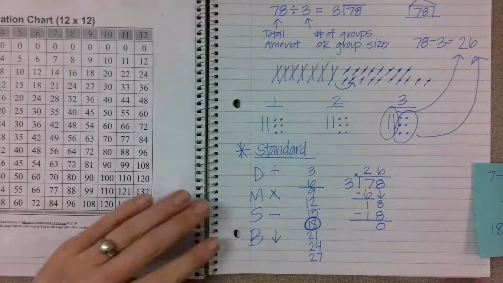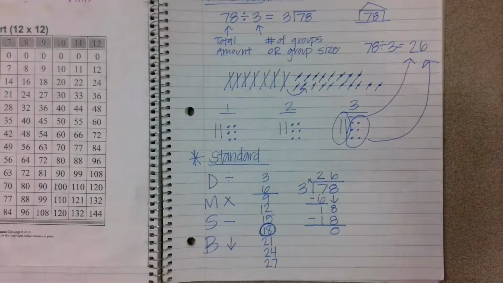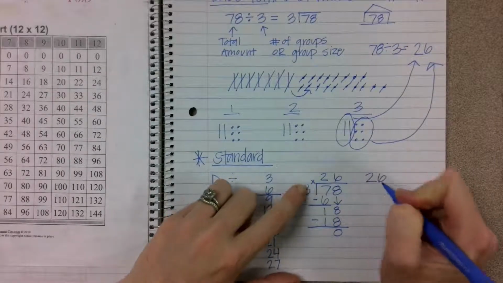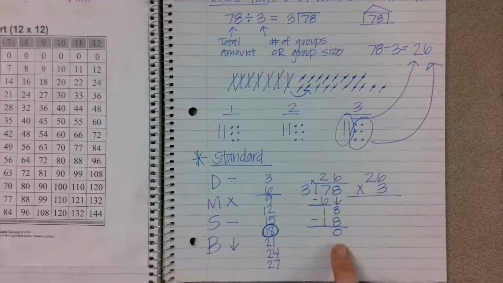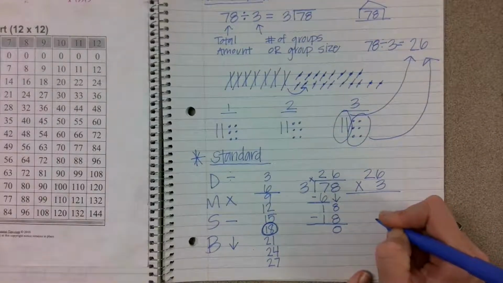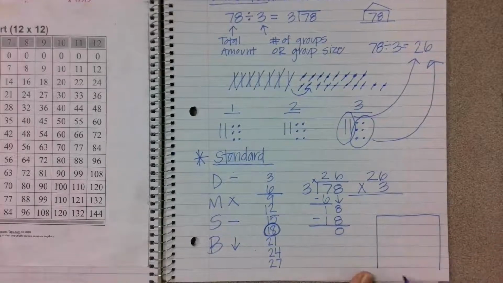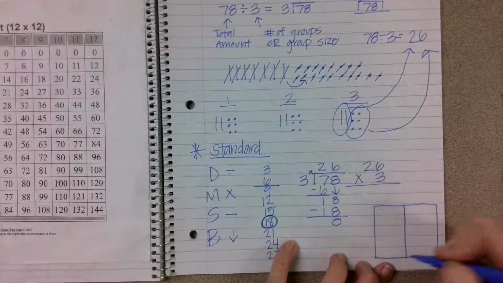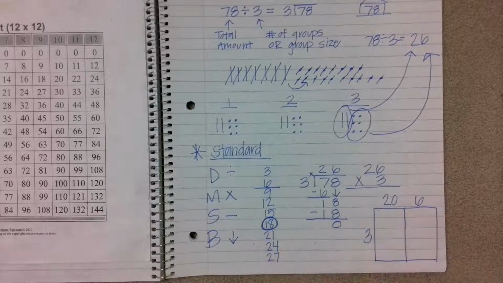So I believe that I am done. A way to check my answer is by using the opposite operation. So I would then do 26 times 3. Because we know the opposite of division is multiplication. So I'm going to set up my box. I know it's small, and I do tell you all the time, do not do it small, but for the purpose of notes, so you can see 20 and 6 and 3.